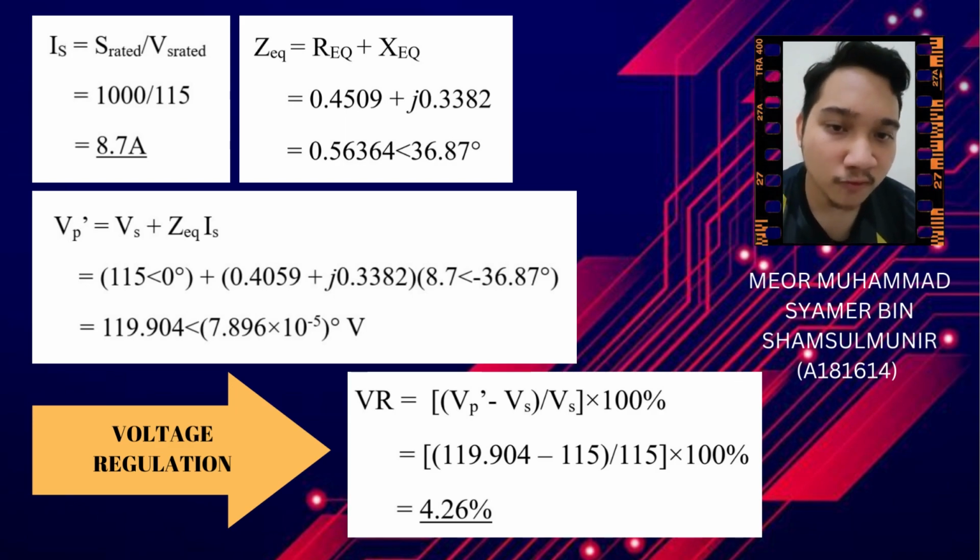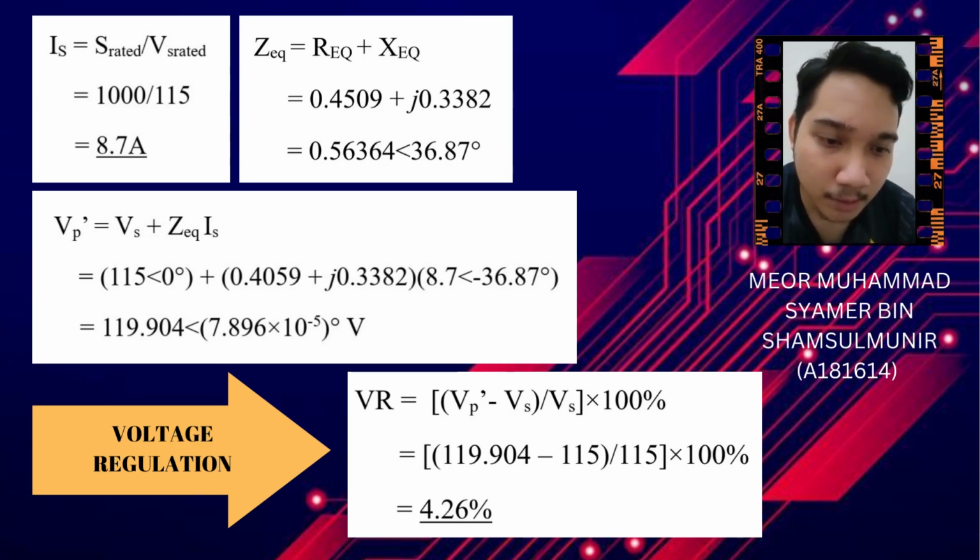Then we have to find the value of the equivalent impedance. We can find this value by adding the equivalent R and the equivalent X. So we will get 0.56364 and the angle is 36.87 degree.